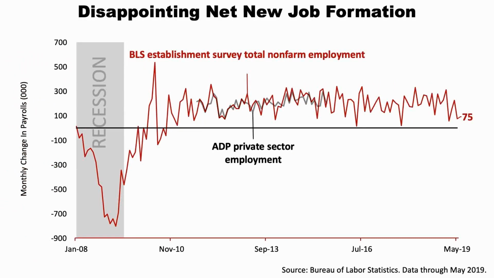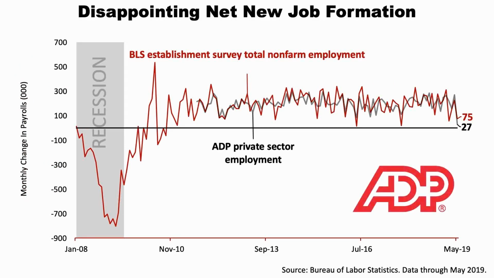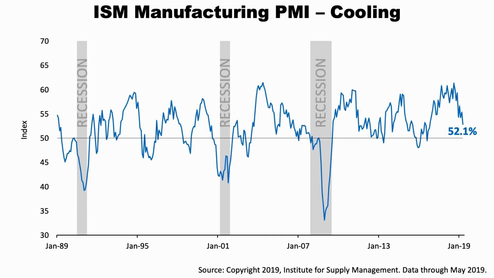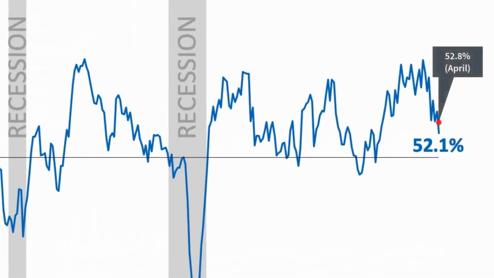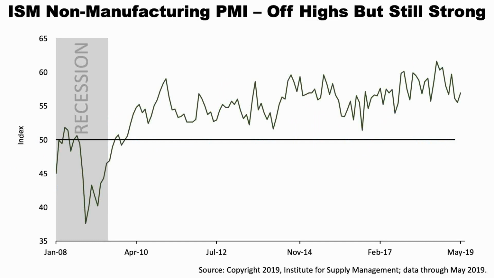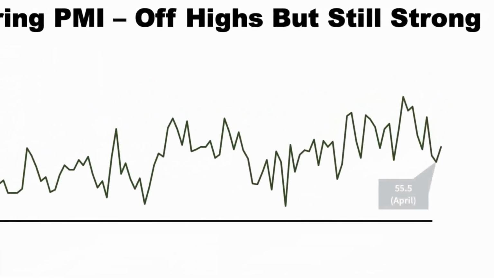May's weak new jobs estimate from the Labor Department was corroborated by a monthly estimate of new job formation by ADP. And another sign of weakness came from the Institute for Supply Management's Index of Purchasing Activity, which ticked down to 52.1 from April. But not all signals have been weak. The ISM Index of Purchasing Activity at non-manufacturing companies ticked up in May to 56.9. Since non-manufacturing accounts for about 88% of U.S. economic activity, that was good news.